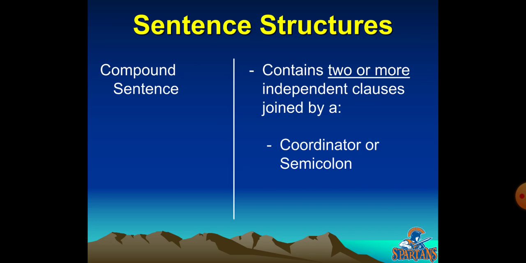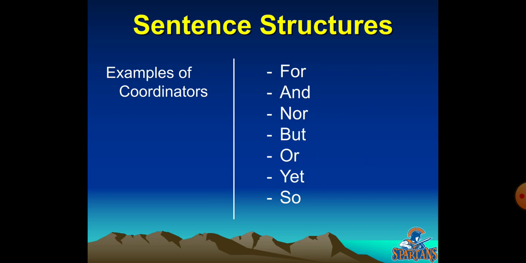The second type of sentence structure is compound sentence. A compound sentence contains 2 or more independent clauses joined by a coordinating conjunction or a semicolon. Again, as you might remember from your previous grammar lessons, a coordinating conjunction is one type of conjunction that's used to link or join words, phrases, or 2 independent clauses. Some examples of coordinating conjunctions are, as you can see it on the screen, for, and, nor, but, or, yet, so.